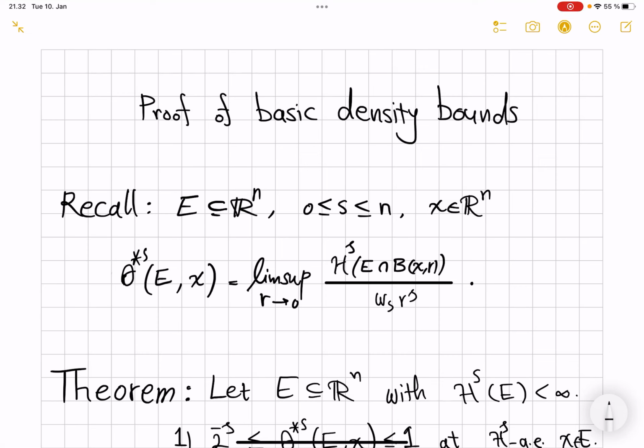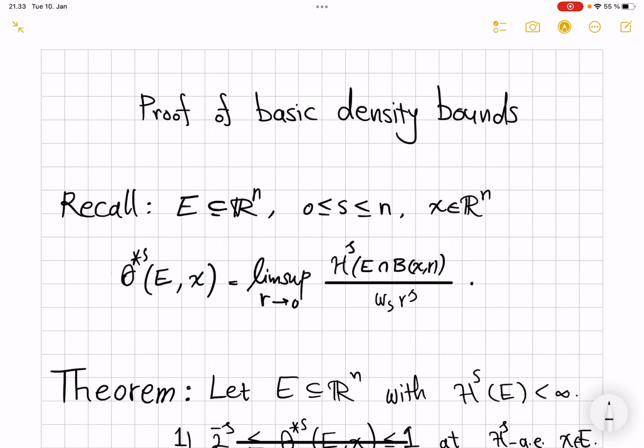As promised, we will go over the proof of the basic density bounds, because the proof illustrates some of the common tricks and techniques in metric geometry and the effectiveness of covering theorems. A quick recall that the densities were defined for all real dimensions, for all subsets, at points that are not necessarily in the set itself.